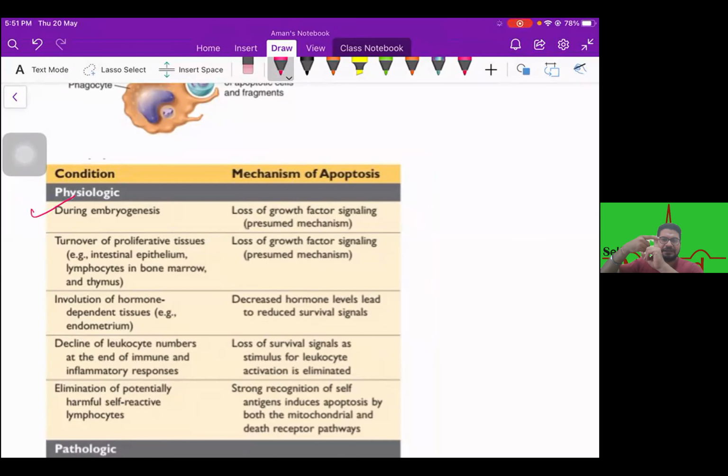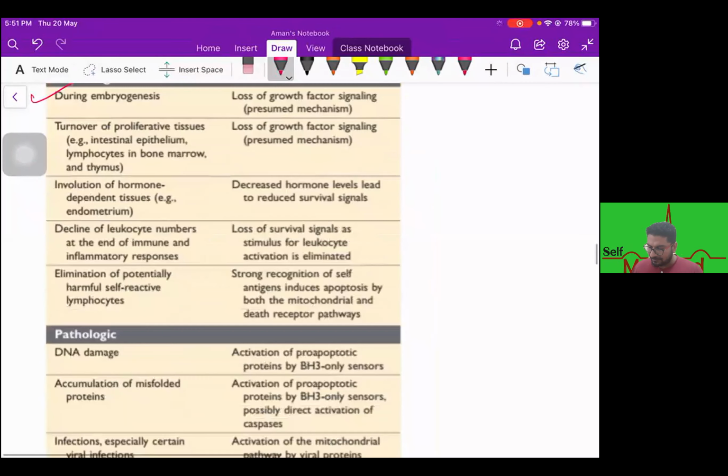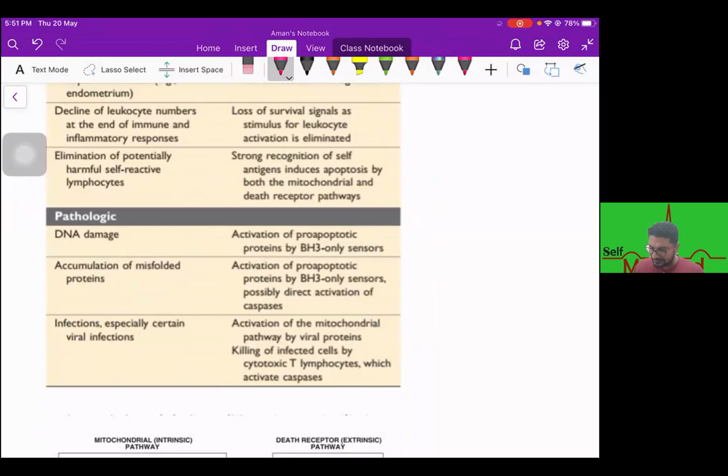You can see these cells at the edges. These cells are dying. Initially, these cells are joined like this, and now these cells are dying. We call this webbing of the fingers. Understand this.